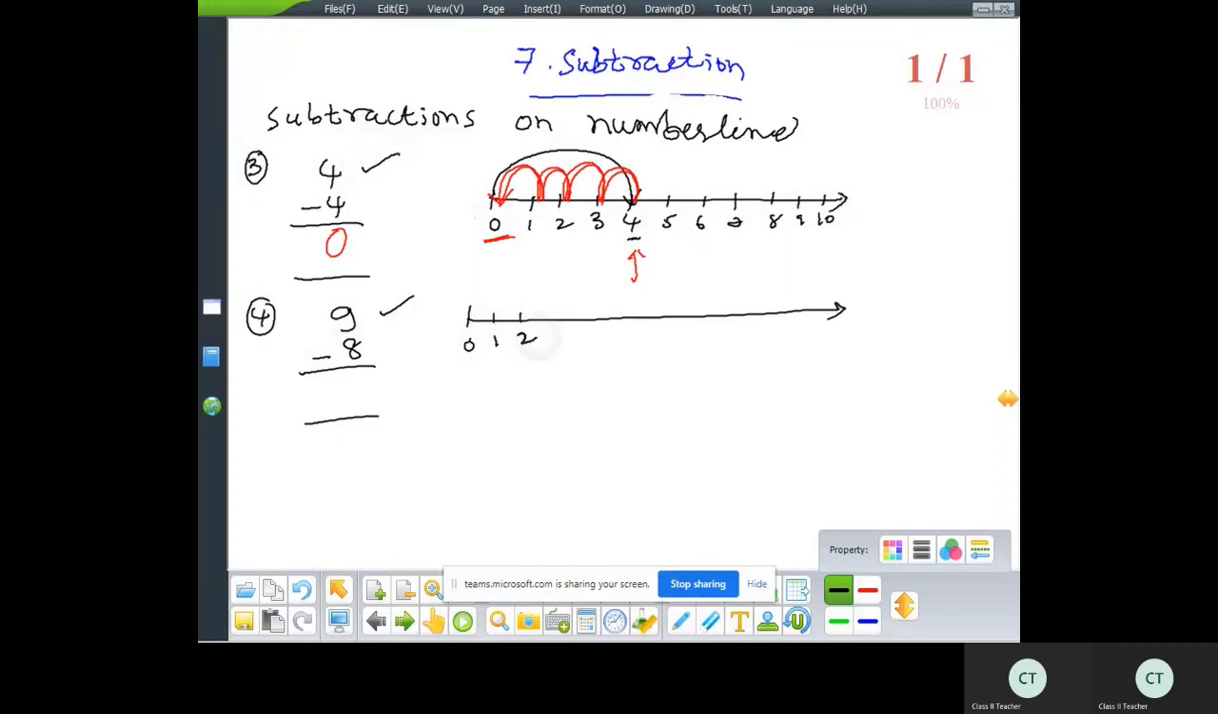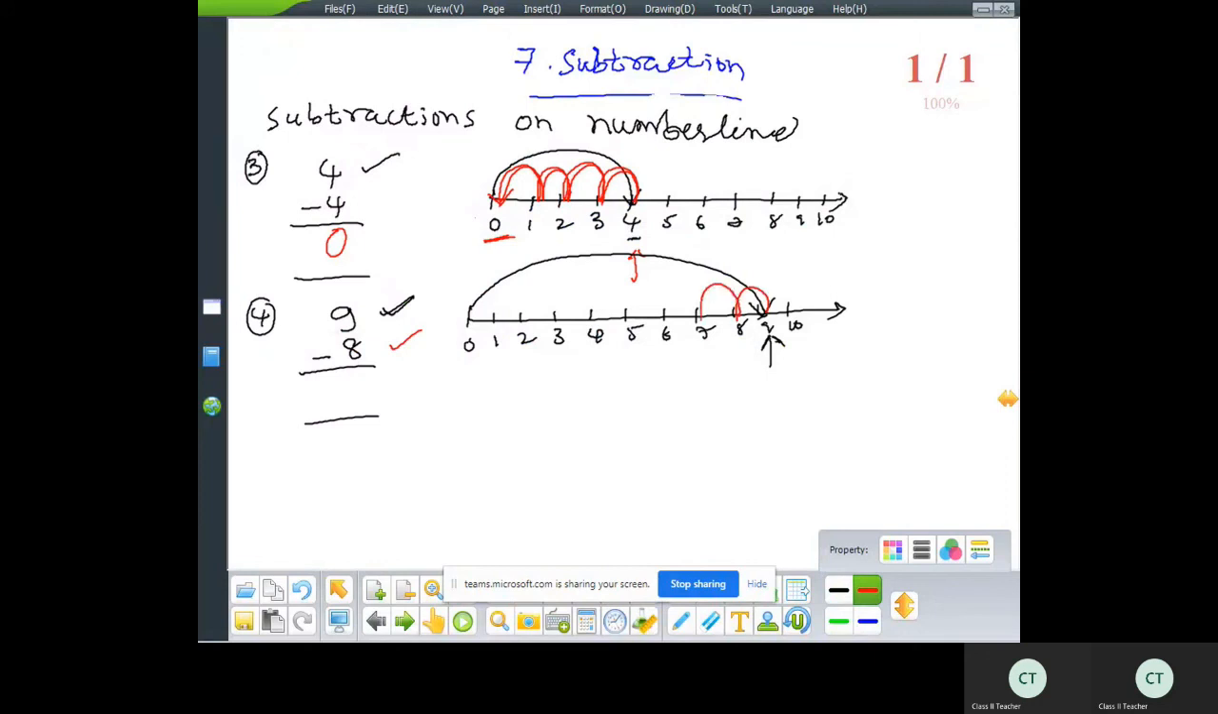0, 1, 2, 3, 4, 5, 6, 7, 8, 9, 10. Yes. The bigger number is 9. We draw an arrow from 0 to 9. From 9, we remove 8. Means 8 is subtracting from 9. From 9, we move back side with 8 steps.